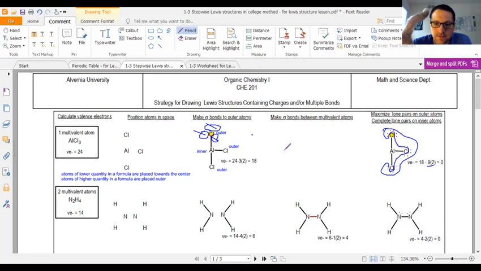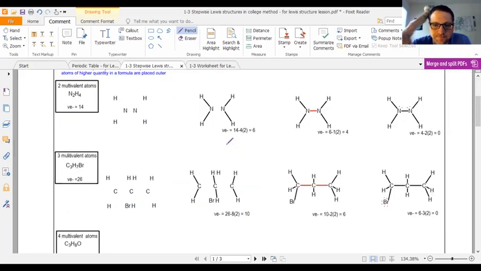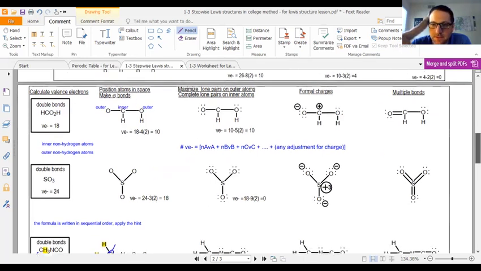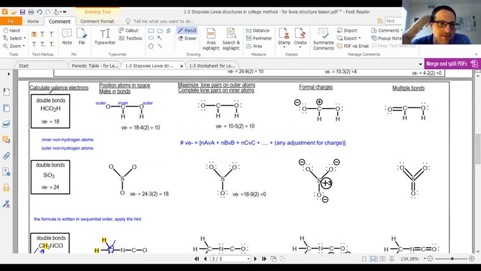Okay, so that was the take-home message there. And I want to scroll ahead to the next problem. Let's take a look at the next page, and we'll be doing some of these in a moment. So calculate valence electrons, double bonds. This example will have double bonds in it. Okay, let's take a look at that.